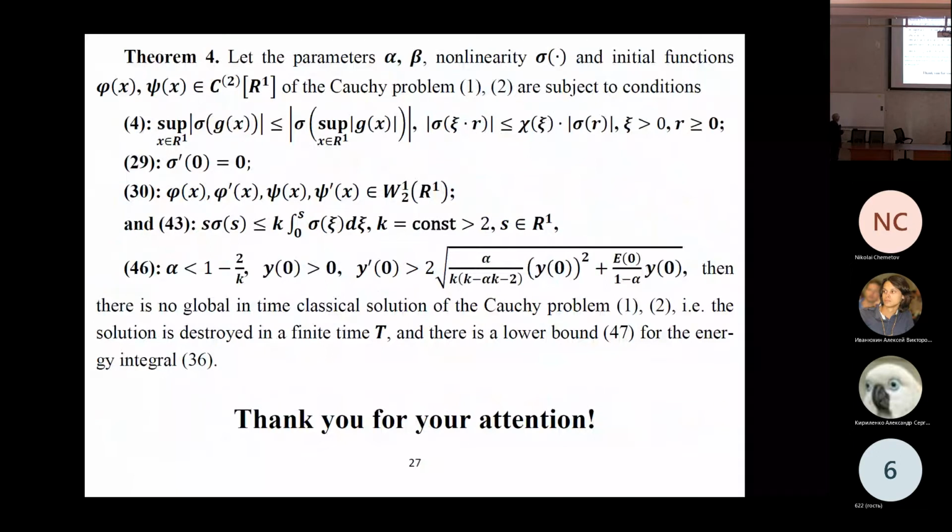Если параметры уравнения, нелинейность сигма и начальные функции задачи Коши удовлетворяют условиям 4, 29, 30, как в теореме 3, далее 43 и 46, тогда решение задачи Коши для уравнения длинных продольных волн разрушается за конечное время t.